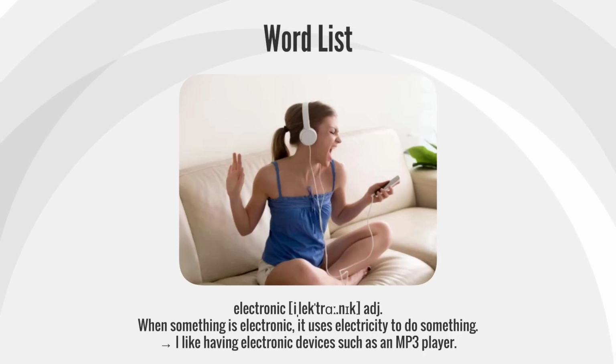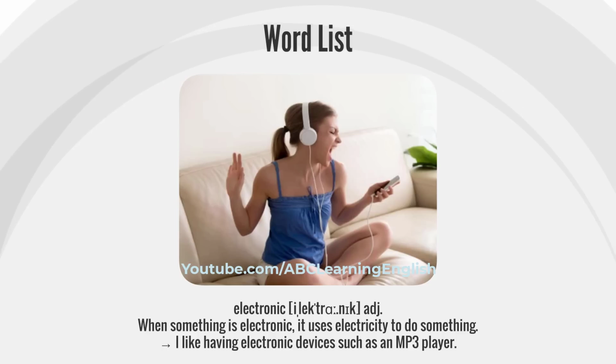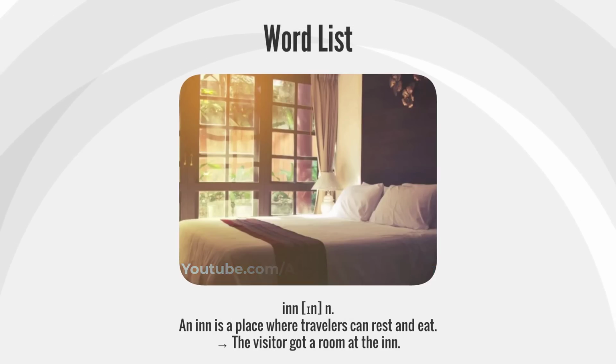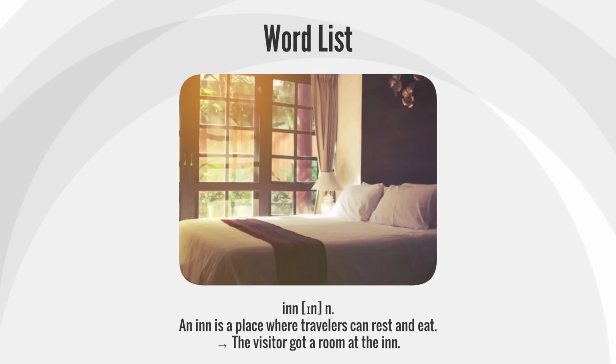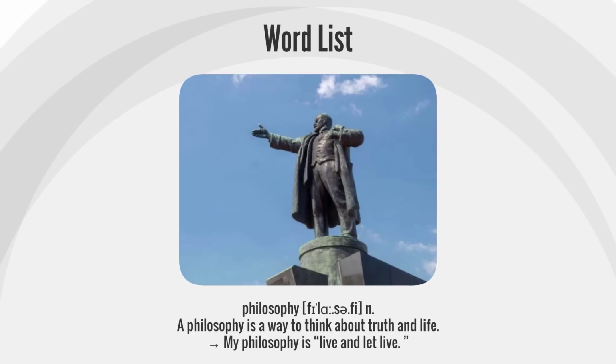Electronic. When something is electronic, it uses electricity to do something. I like having electronic devices such as an MP3 player. Inn. An inn is a place where travelers can rest and eat. The visitor got a room at the inn. Net. A net is a bag made of strong thread. It is used to catch animals. The boy caught butterflies in his net. Philosophy. A philosophy is a way to think about truth and life. My philosophy is live and let live.